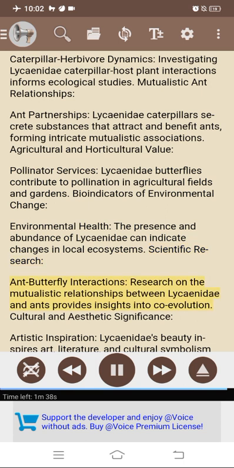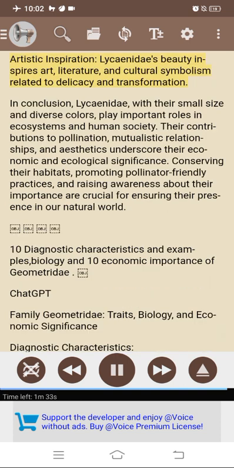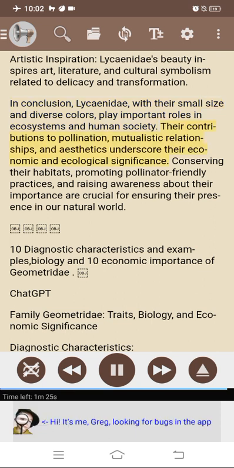Scientific research. Ant-butterfly interactions. Research on the mutualistic relationships between Lycaenidae and ants provides insights into coevolution. Cultural and aesthetic significance. Artistic inspiration. Lycaenidae's beauty inspires art, literature, and cultural symbolism related to delicacy and transformation. In conclusion, Lycaenidae, with their small size and diverse colors, play important roles in ecosystems and human society. Their contributions to pollination, mutualistic relationships, and aesthetics underscore their economic and ecological significance. Conserving their habitats, promoting pollinator-friendly practices, and raising awareness about their importance are crucial for ensuring their presence in our natural world. 10 diagnostic characteristics and examples.